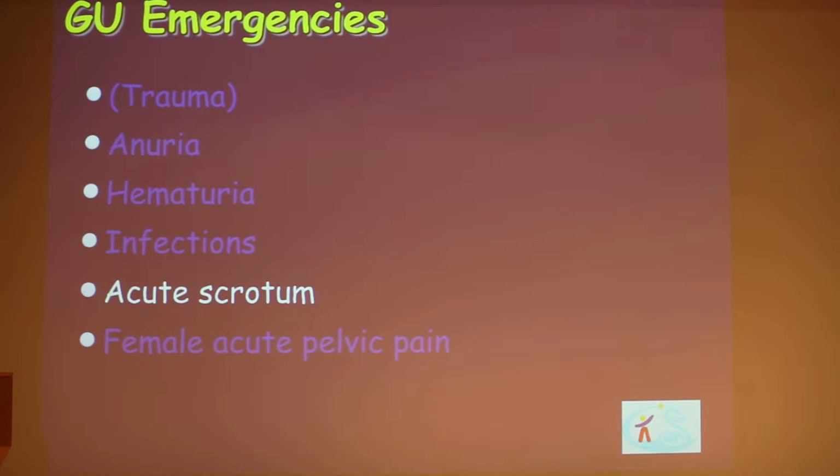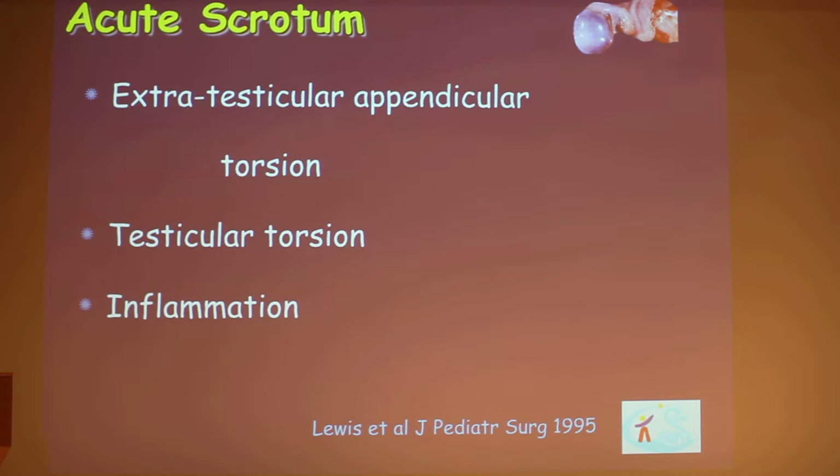I can't talk about genitourinary emergencies without discussing the acute scrotum, which I think at night is probably one of the most common things that our residents have to do in the GU emergency field. There are a number of reasons for acute scrotum. The most common one is extratesticular appendicular torsion, followed by inflammation, and followed by torsion of the testes itself.